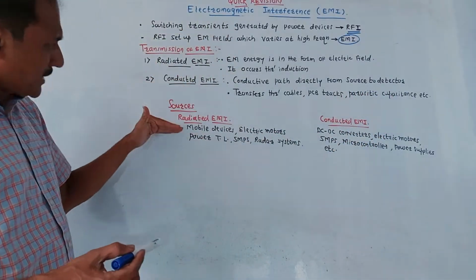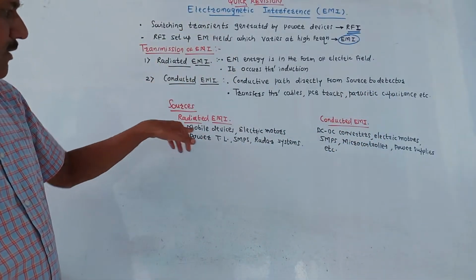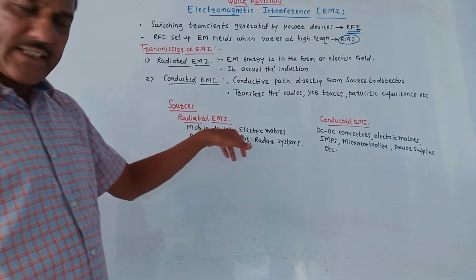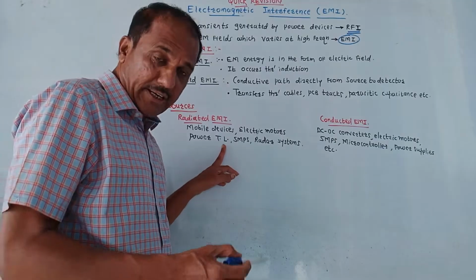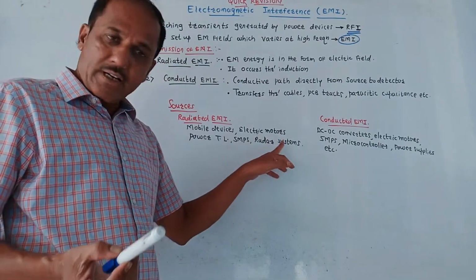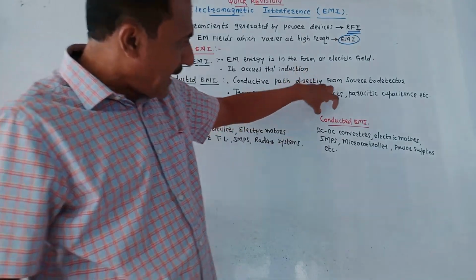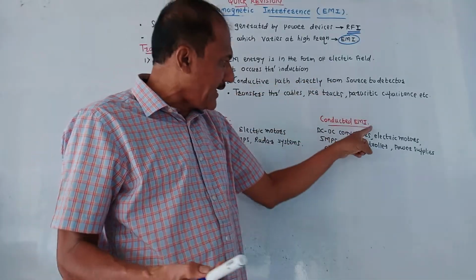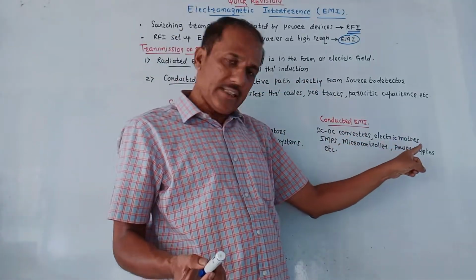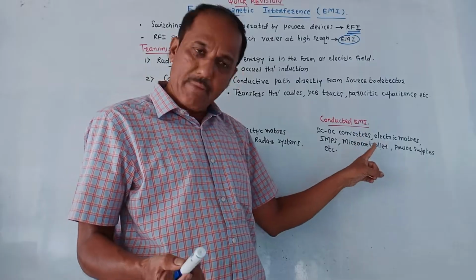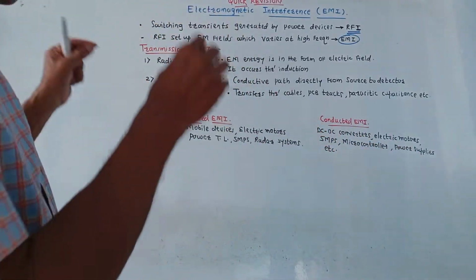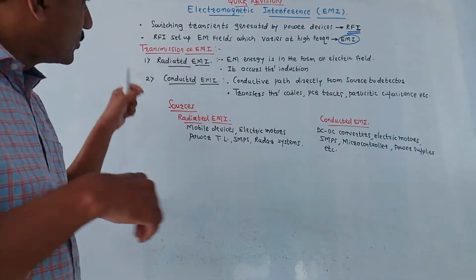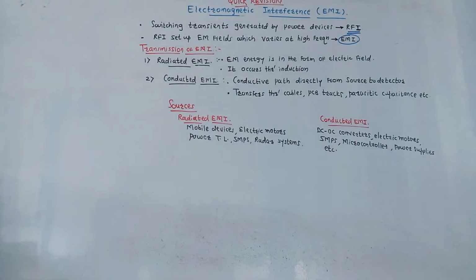So this is the list of some sources of radiated EMI, which contains mobile devices, electric motors, SMPS, then transmission lines, that is power transmission lines, TL means transmission line, radar systems, and so on. Whereas some sources of conducted EMI are DC to DC converters, electric motors, then SMPS, then microcontrollers, power supplies, and so on. So this is about the definition and how the transmission of EMI takes place.